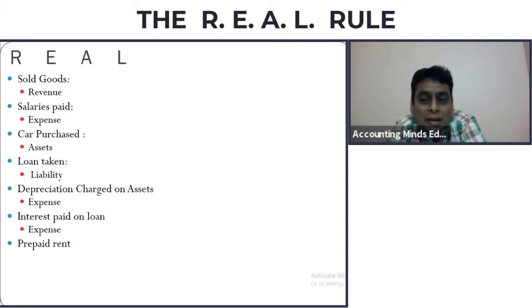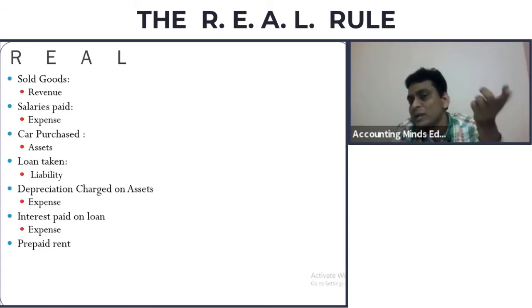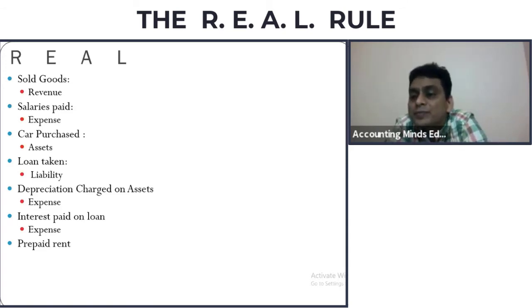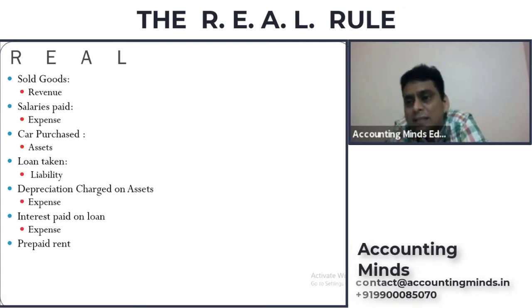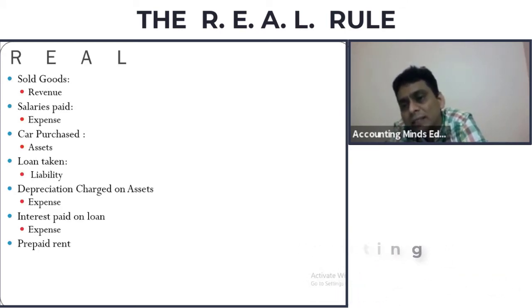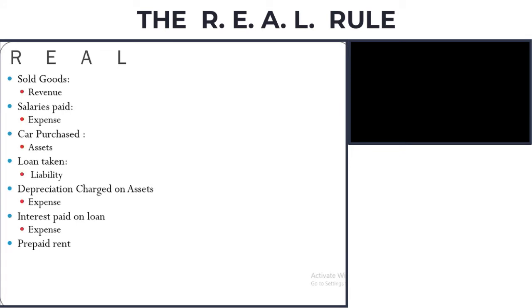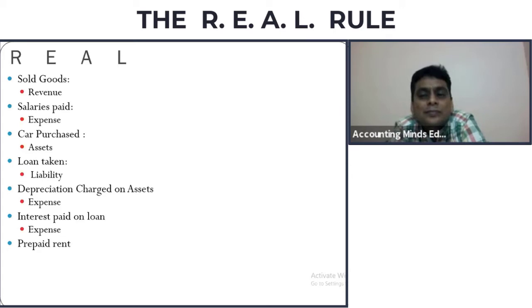Prepaid rent means here, what you should understand is that 2020 rent is current year rent. If I pay 2021 rent, then it is prepaid. Next year's rent, if I pay it, is prepaid. Anything with a benefit for the next year is called an asset. Make sense? Yes, sir.